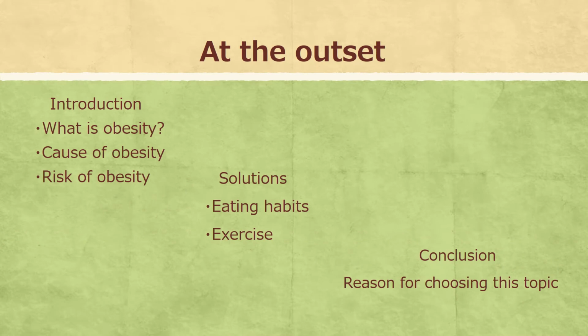Here are the contents to talk about in this movie. First, I'll introduce obesity divided into three items: What is obesity? Cause of obesity and risk of obesity. Next, I'll introduce the prevention and solution of obesity divided into two items, eating habits and exercise. Finally, I'll be talking about the reason why I picked up obesity with this movie.